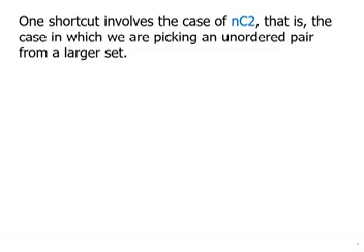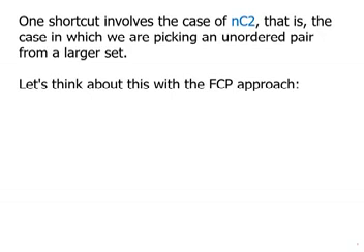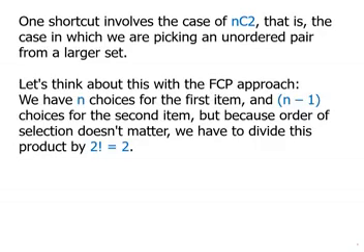One shortcut involves the case of n choose 2. That is a case in which we are picking an unordered pair from a larger set. Let's think about this with the fundamental counting principle approach. We have n choices for the first item and then n minus 1 choices for the second item, but because order doesn't matter, we have to divide this product by 2 because each pair would be counted twice. And so we get n choose 2 equals n times n minus 1 over 2. And that's just a handy formula to know.